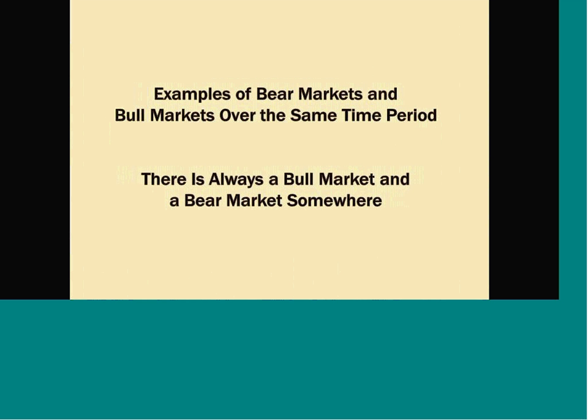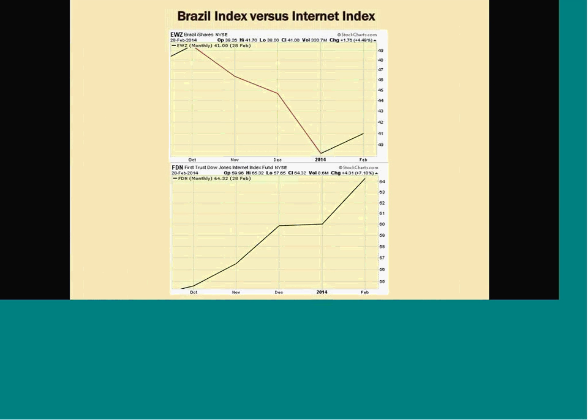So what I'm going to show now is just some examples of a bear market and a bull market that's occurring right now. And these price charts are over the same time period. So you can see from these price charts that there's always a bull market and there's always a bear market somewhere. First example here is the Brazil index. You can see that's in a bear market.